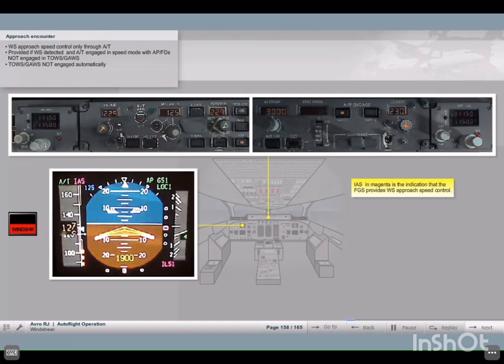Wind shear approach speed control is only through the use of autothrottle. WS approach speed control is provided if wind shear is detected and the autothrottle is engaged in speed mode, and neither the AP nor the FD is engaged in the TOWS or GAWS modes. Again, TOWS or GAWS are not engaged automatically.